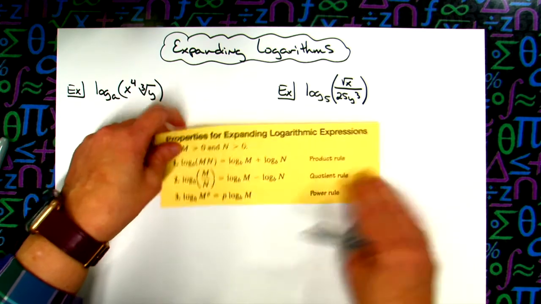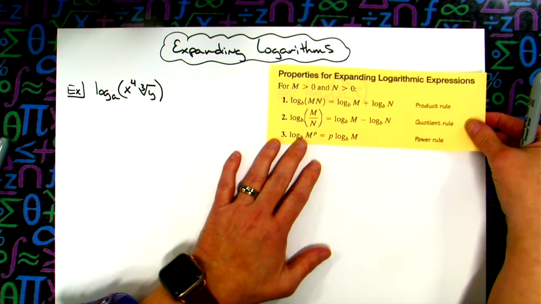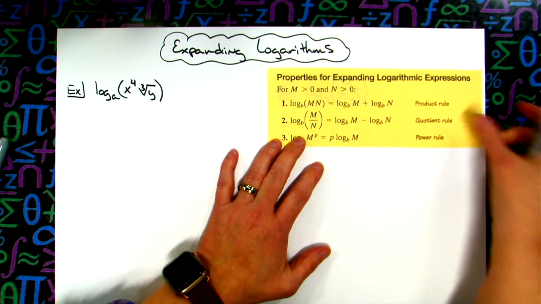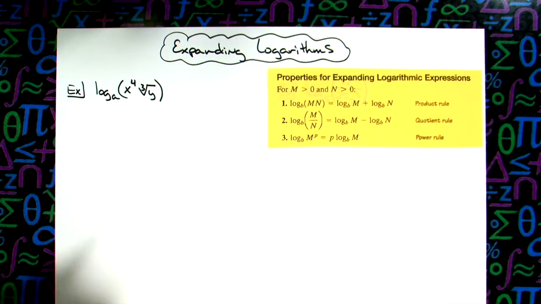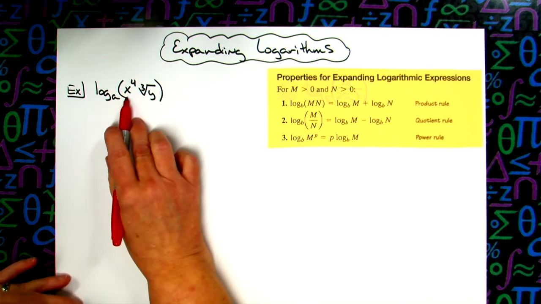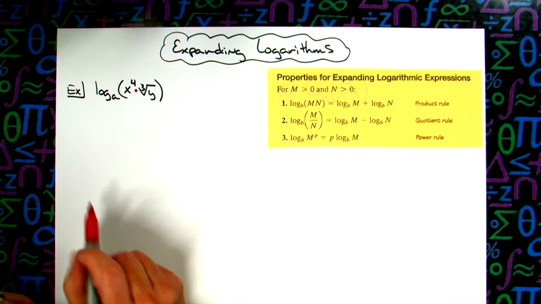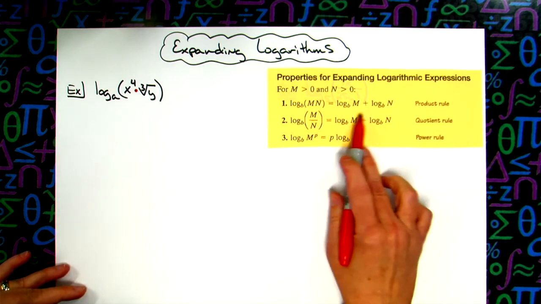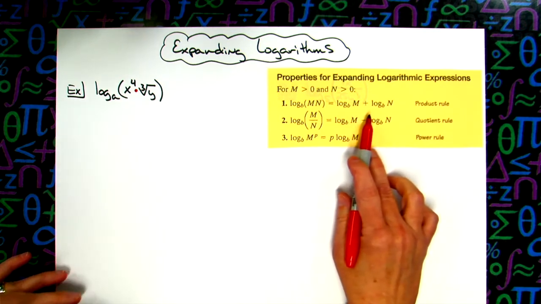So we're going to work out two examples here. So we'll go ahead and leave these properties up here just so that we've got them to refer to. Okay, in this first example here, we've got a log of a base a, we've got an x to the fourth times the cube root of y. Use the product rule and write this as the sum of two logs with that same base.